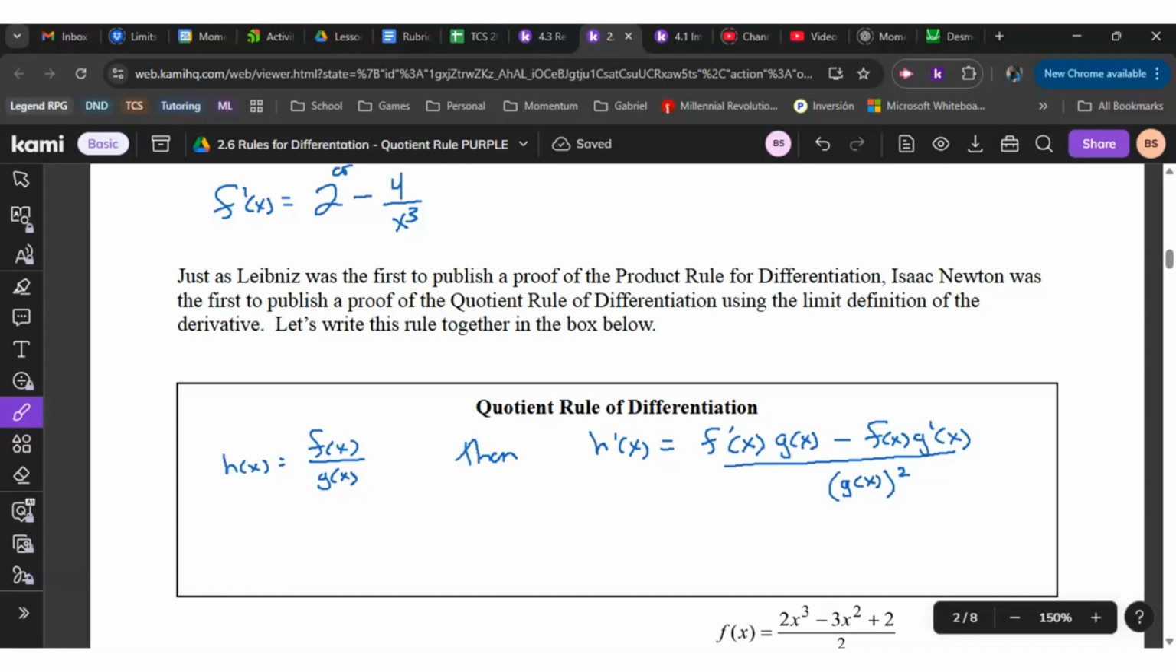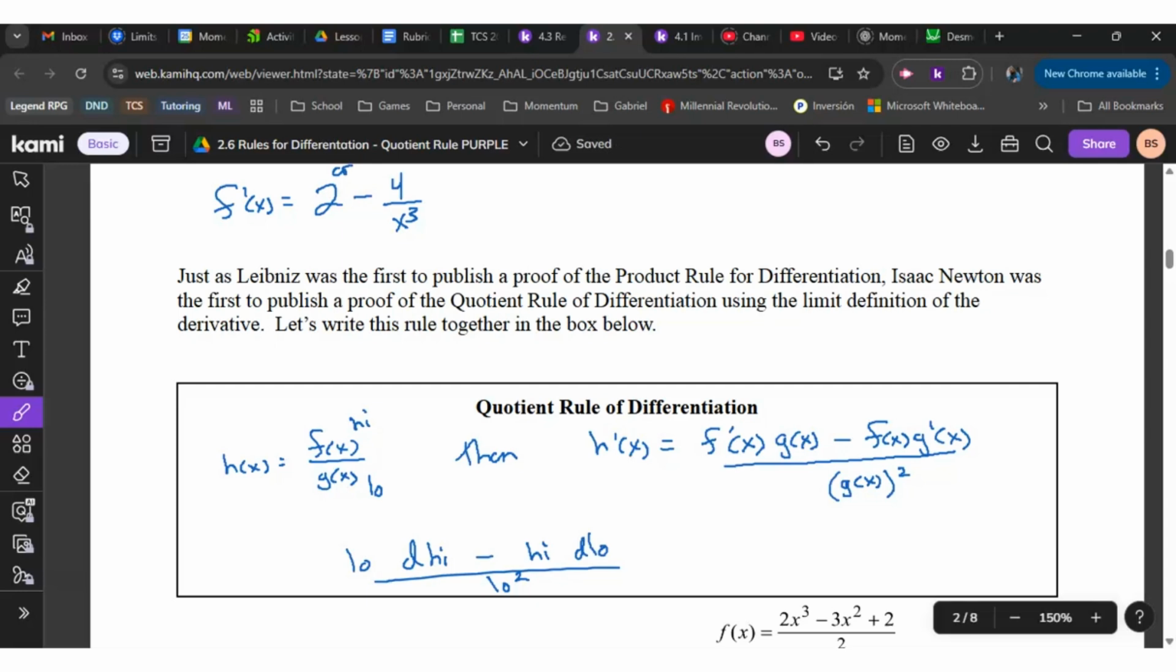All right, so if I'm going to say something that says high and low, which one of these two functions here do you think would be high? Which one would be low? It's not a trick question, I promise. This one's going to be high because it's on top. This one's going to be low because it's on the bottom. So what we do is we say low d high minus high d low over low squared. Okay, so low d high minus high d low over low squared.